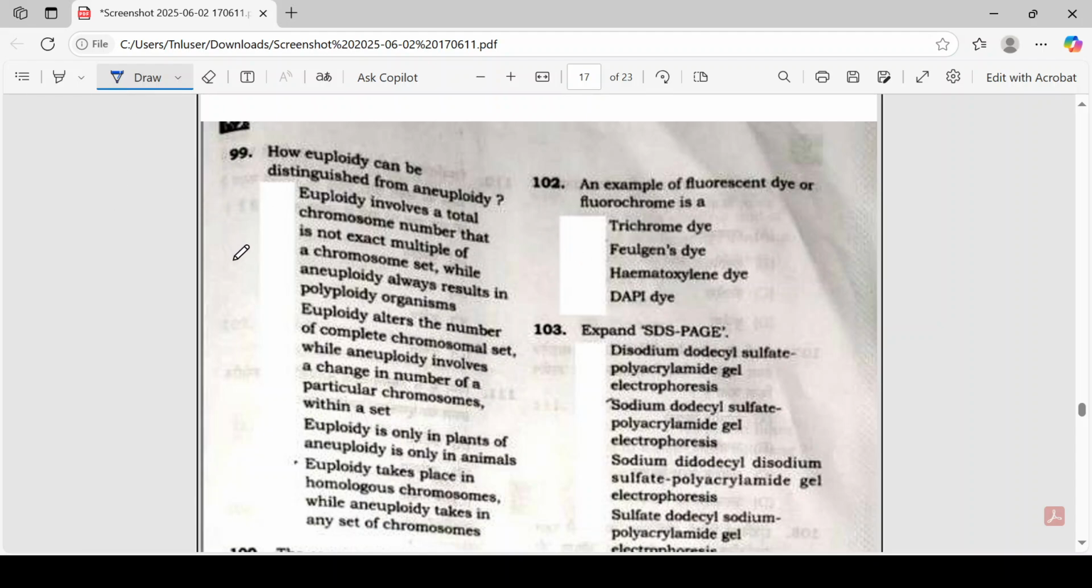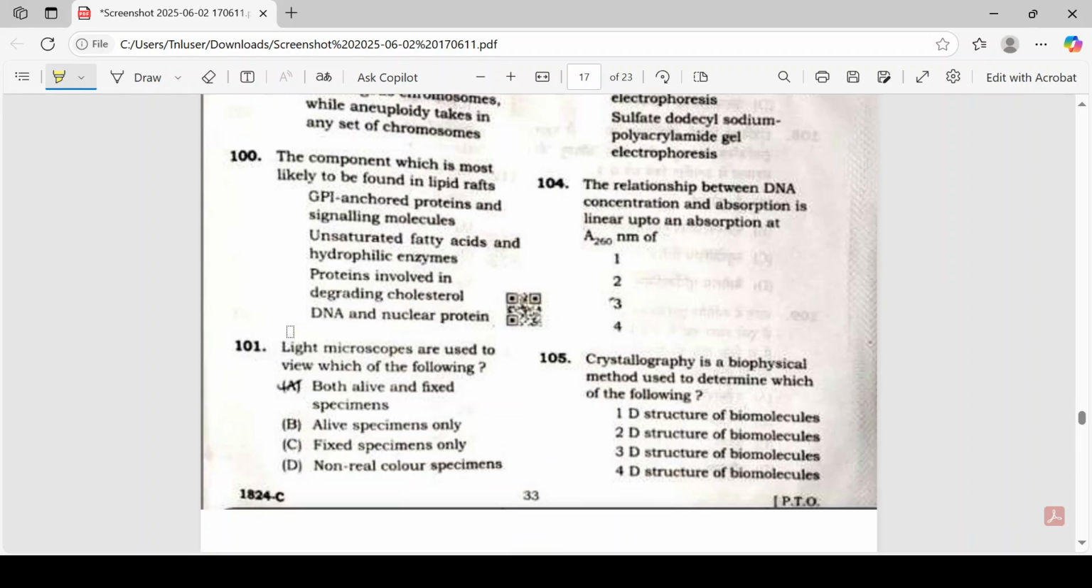How can euploidy be distinguished from aneuploidy? This is question number 99 everyone, and the correct answer will be euploidy alters the number of complete chromosomal sets, while aneuploidy involves a change in number of particular chromosomes within a set. So this is option B. For question 99, option B will be the answer.